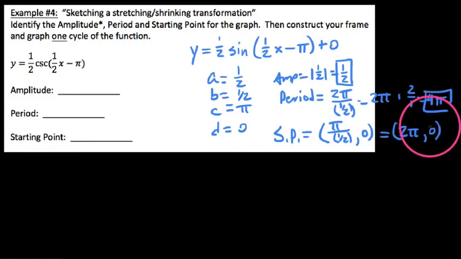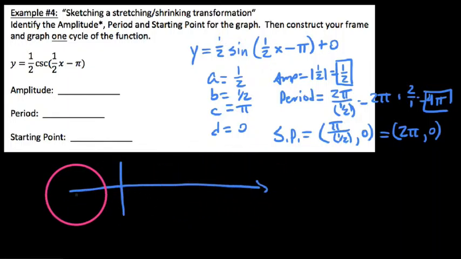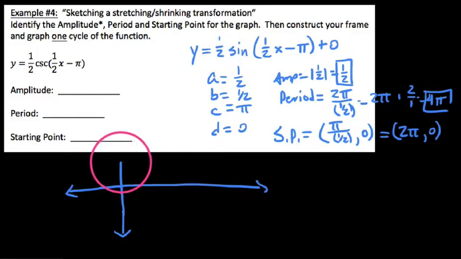comma, 0. And so when we start this graph here, I'm going to go ahead and get my axes set up here. I'll even extend this a little bit further, north and south. Taking a look at this, we're going to say our starting point then is c over b comma d. And so our starting point is at 2 pi comma 0. Let's just pick an arbitrary x value to call 2 pi. We're going to say that this is 2 pi right here. Why not? And then also comma 0. We would say that this is the starting point of our frame then.